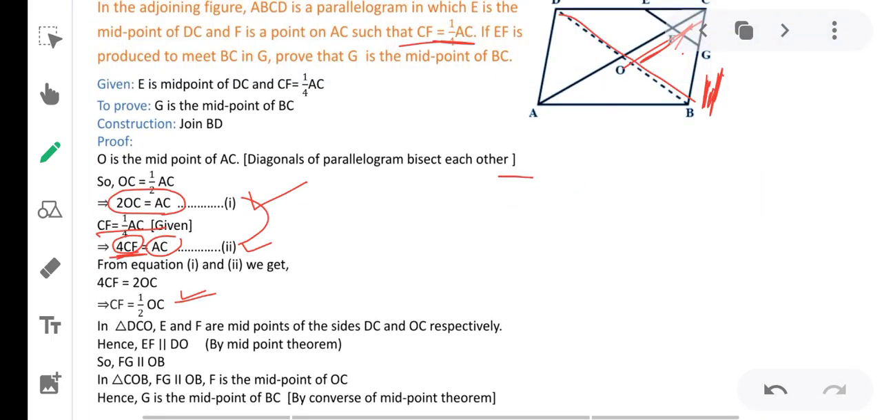Now in triangle DCO, E is the midpoint, it is given in the question. Okay, E is the midpoint, and now we have proved that F is the midpoint of OC. Now according to the midpoint theorem, EF equal to 1 by 2 of DO, and EF parallel to DO also by midpoint theorem.